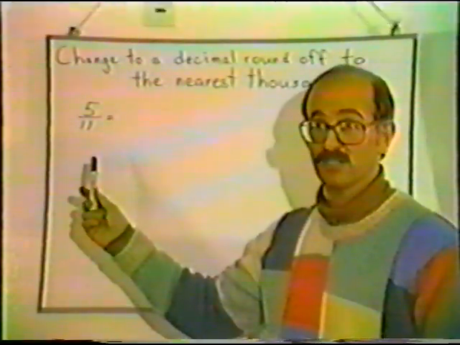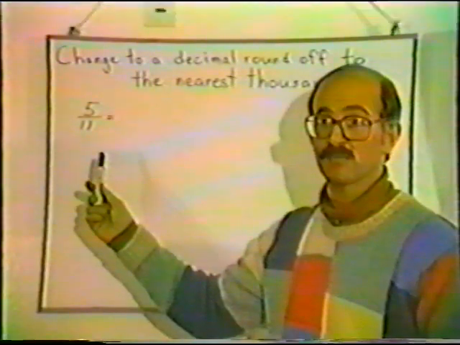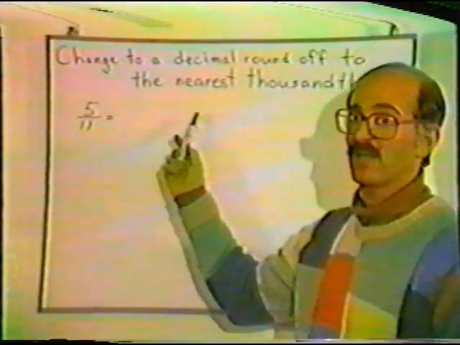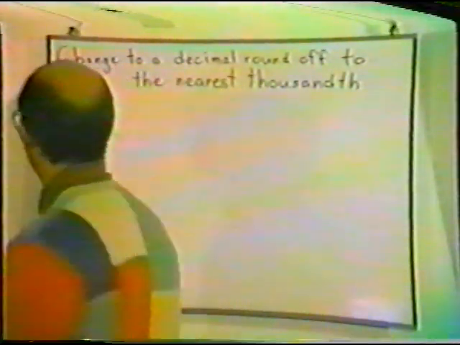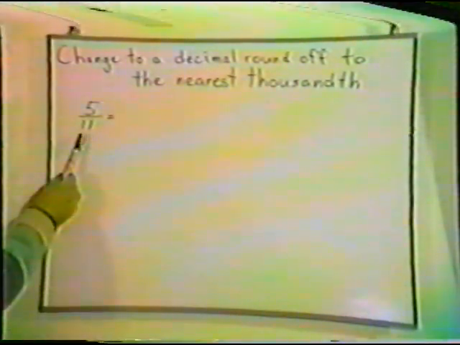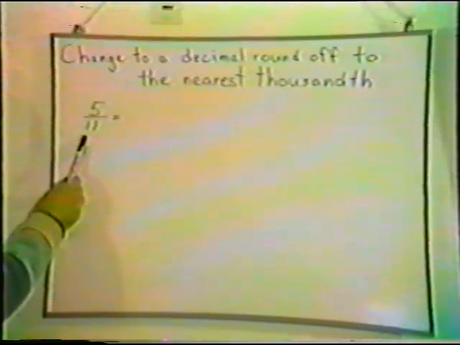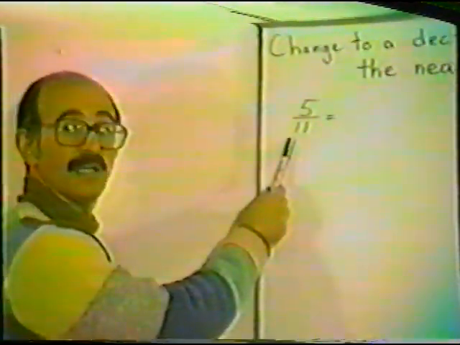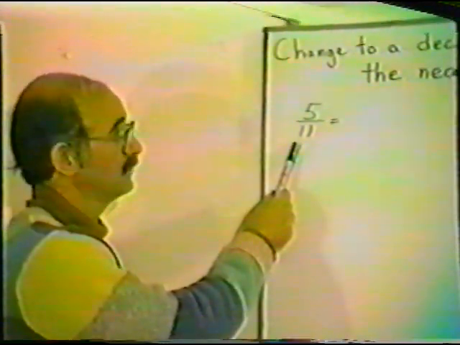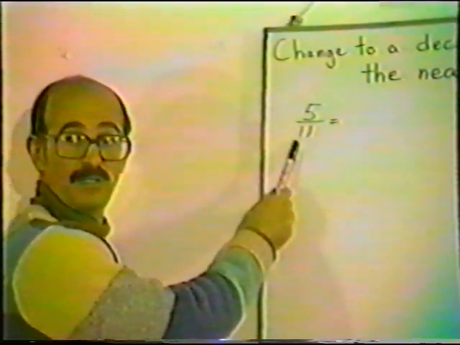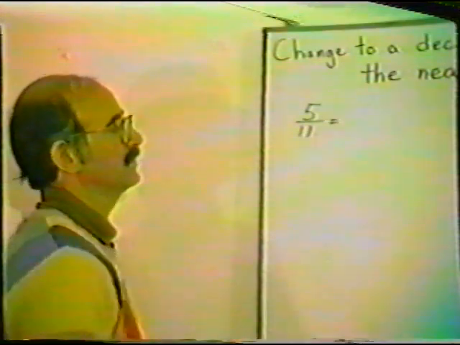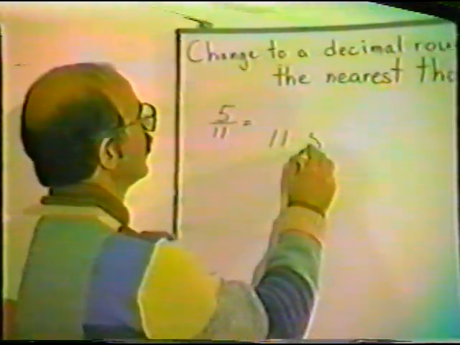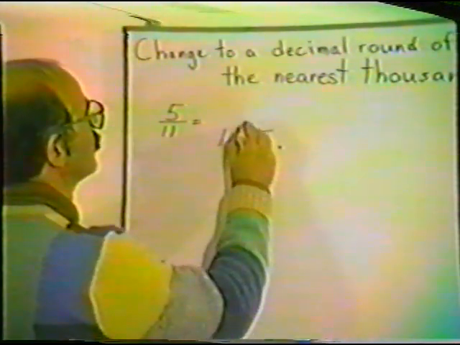Take this fraction and turn it into a decimal, and it has to be rounded off to the nearest thousandth. Is the bottom number 10, 100, or 1,000? No. Can we make it 10 or 100? No. Can we reduce it? No. So we have to divide bottom into the top.